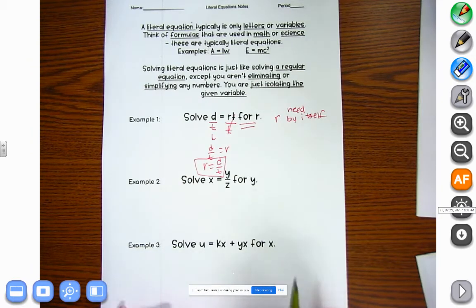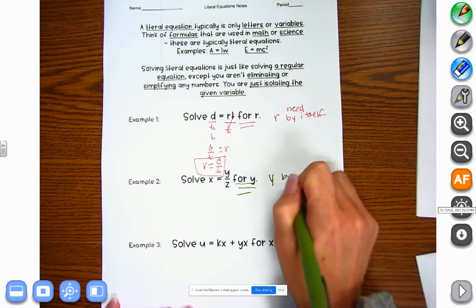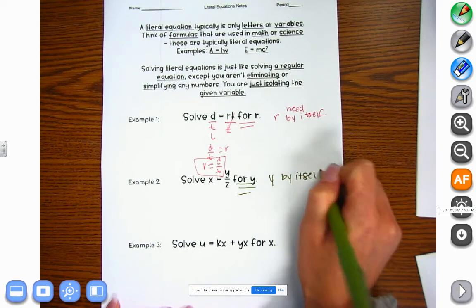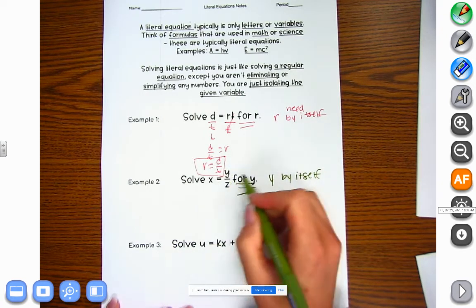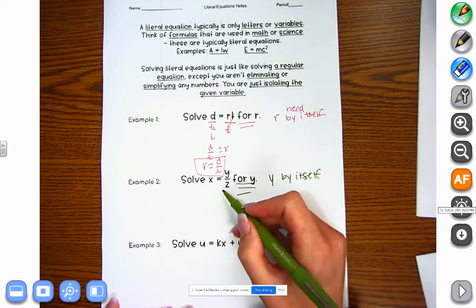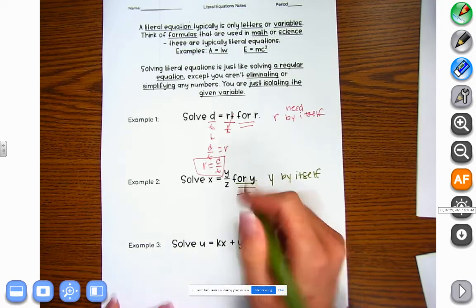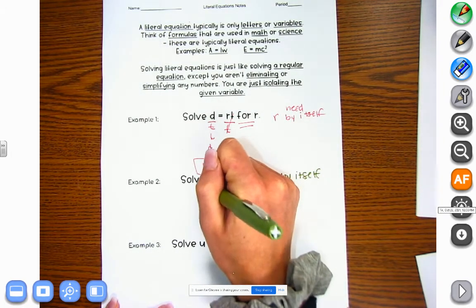Okay. In example 2, we're asked to find y. So we need to get y by itself. Okay, so to get that, we need to figure out what is around y, and y is being divided by z. So the inverse of dividing would be multiplying, so let's multiply by z in order to get rid of it. We have to do that to the other side as well.